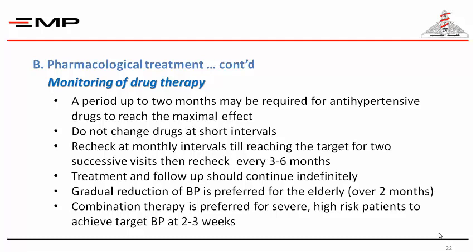Gradual reduction of blood pressure is preferred for elderly patients. That's to say, take a time over 2 months to lower the blood pressure of the patient so that you will have fewer side effects for this fragile category of patients. Combination therapy is preferred over monotherapy for severe high-risk patients, to achieve the target blood pressure in a period of 2 to 3 weeks.